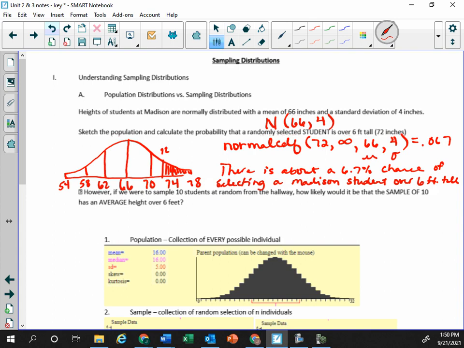Okay, so that was just a basic population distribution. We have this nice normal distribution. We found the probability of picking one person with a certain characteristic. Okay, that's what we were doing before, nothing too complicated there.